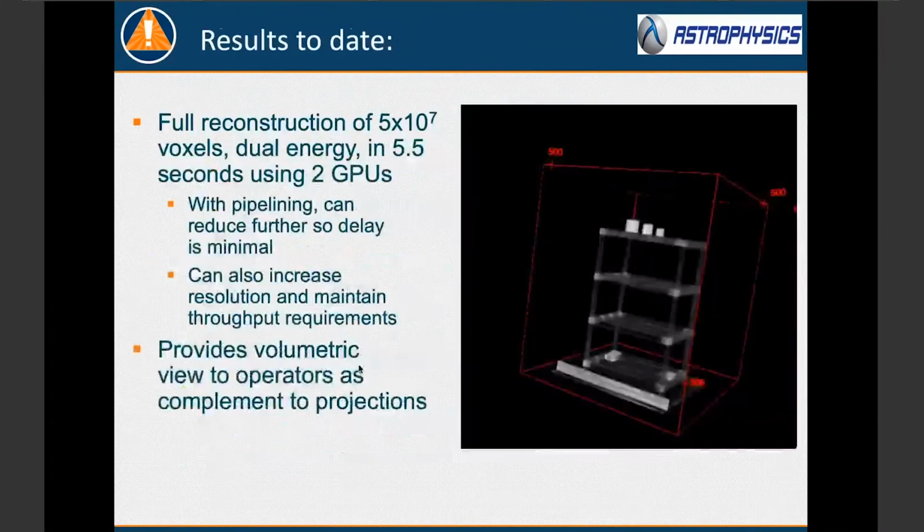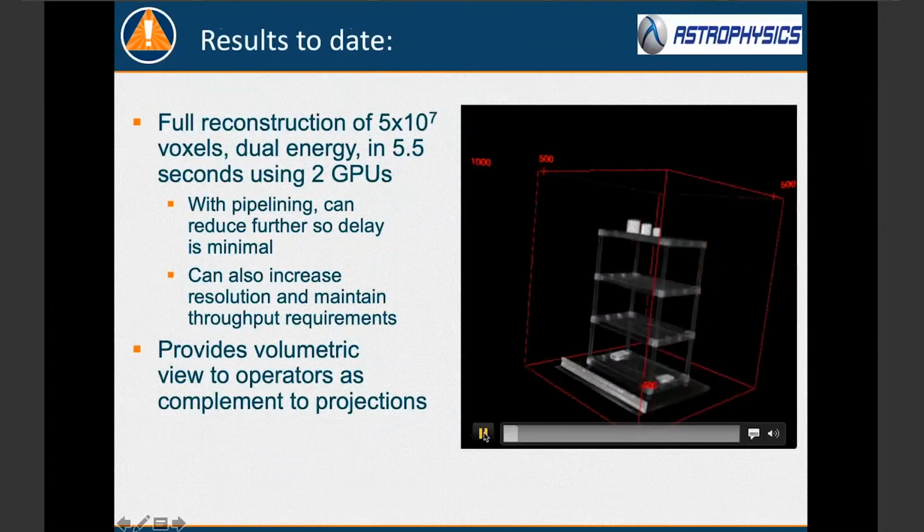So let me illustrate how this works. This is an example where we basically tell you how much it works. We're taking approximately this many voxels in dual energy, using 2 GPUs. You can imagine in this context, it takes us about 5.5 seconds to do the whole processing from scratch.